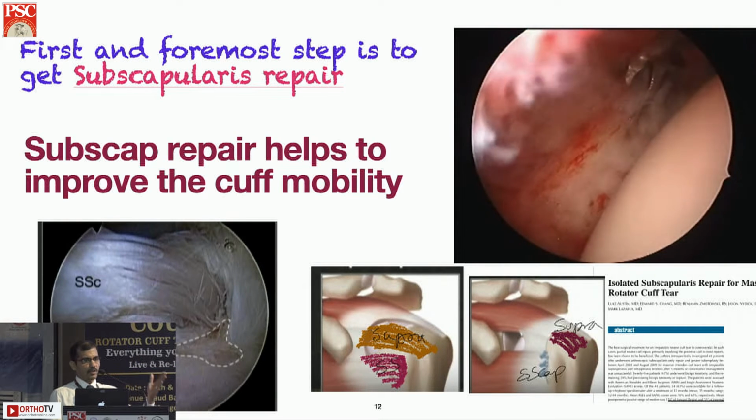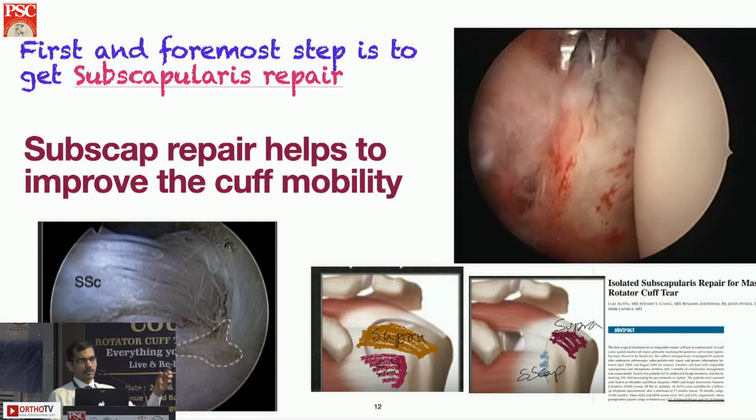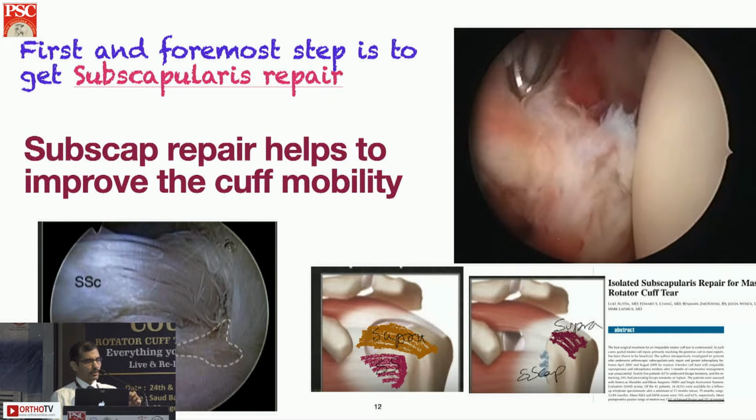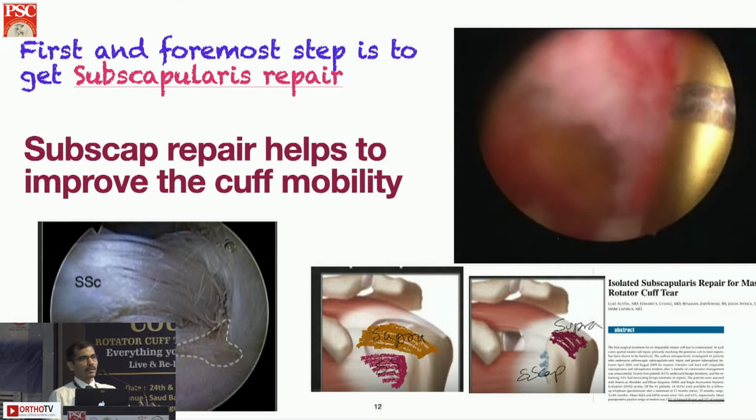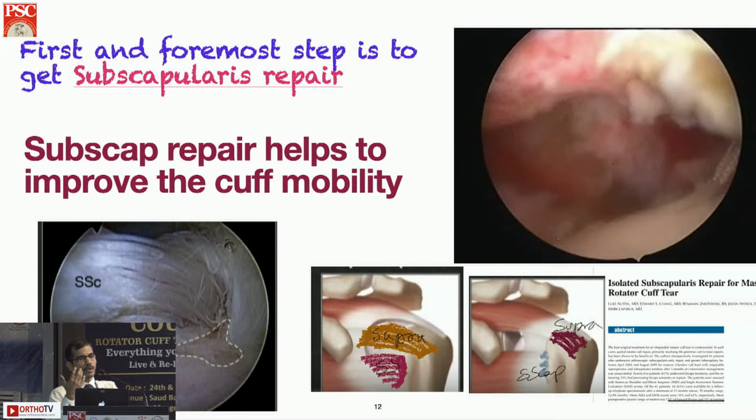So if you repair the subscap back, what happens is the excursion of the tissue from the supraspinatus to the greater tuberosity becomes much reduced. So easily you can get that supra and infraspinatus back to the footprint area. So that is the idea of doing a subscap tear repair first.